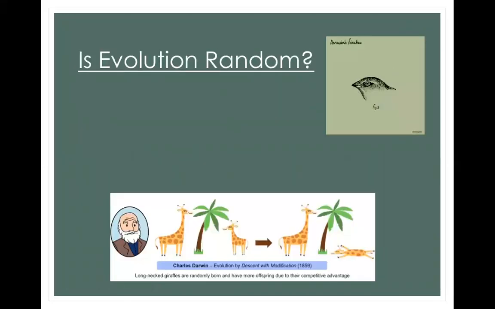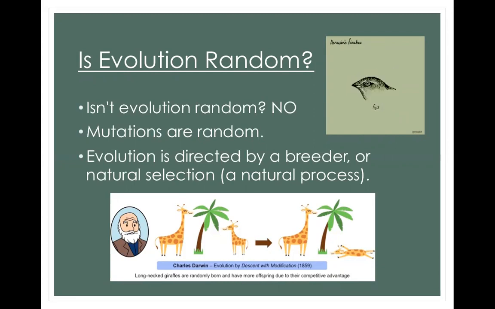Okay. Is evolution random? Pause. What do you think? Yes or no? Okay. Evolution is not random because the environment is selecting, nature is selecting traits, right? So like we have selection with dogs. We select, like for dog breeds, oh, I want this breed of dog.